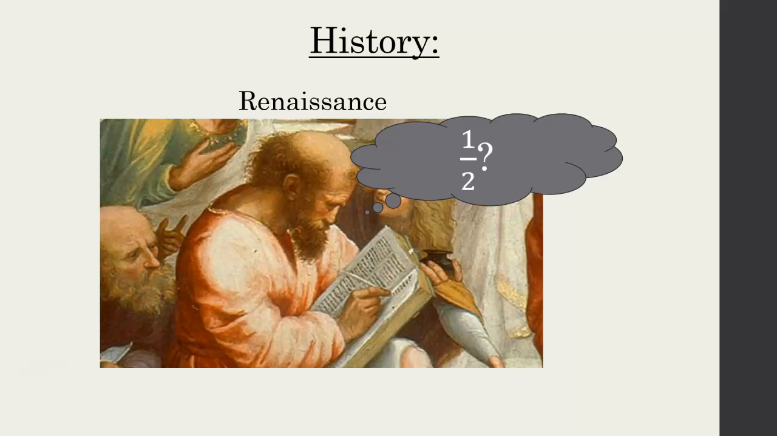Just a bit of history on fractions. They first were brought up during the Renaissance. You learn a lot about that in history, and it was also a massive time for maths and other areas of science as well. So they started thinking about, well, what happens if you have a number that is between integers?